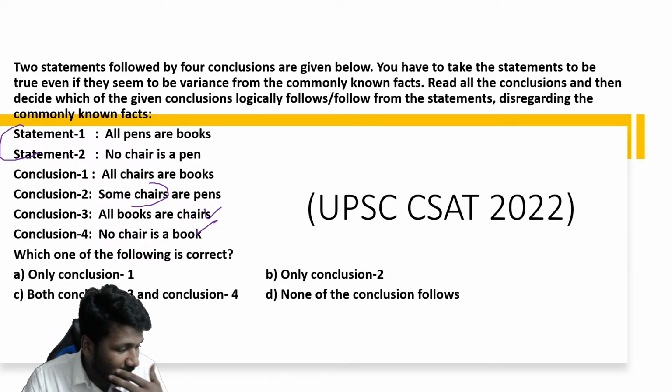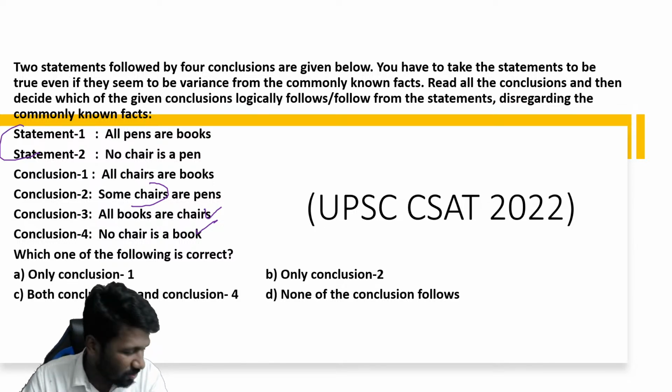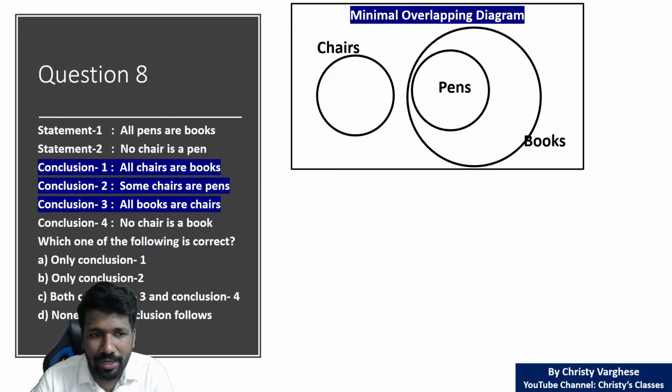Okay, some of you got an answer. Listen very carefully. There are 4 conclusions. So I will explain once with one question. Then I hope you will all be able to pick up other questions easily. So look at this. These are the 3. Okay, look at this. Minimal overlapping diagram.